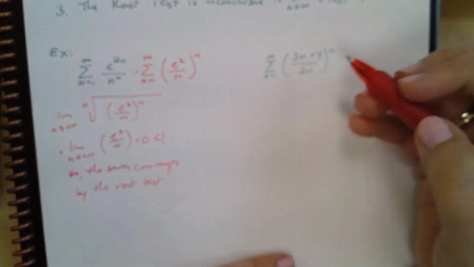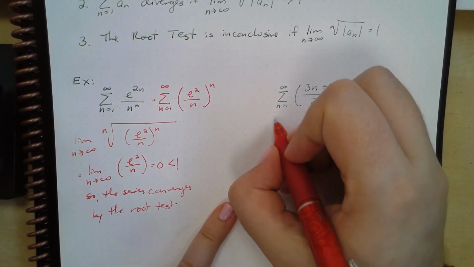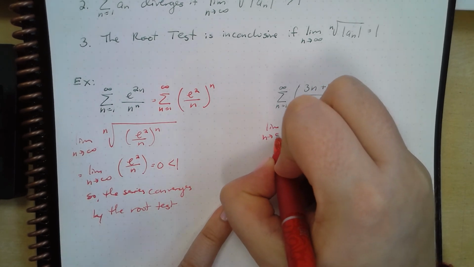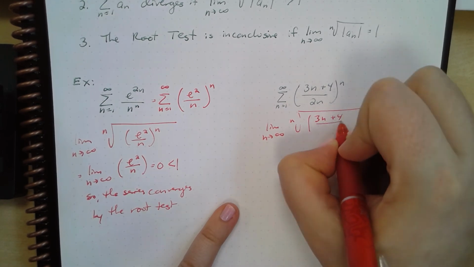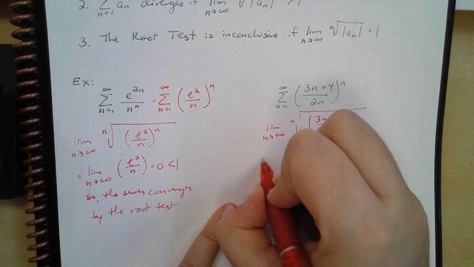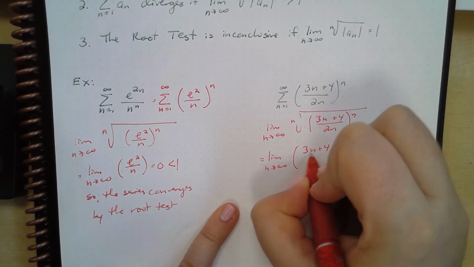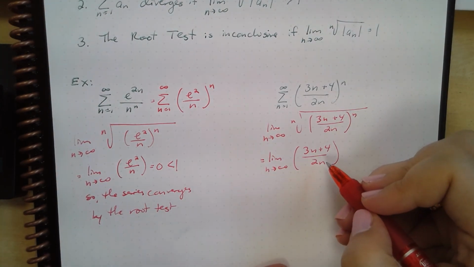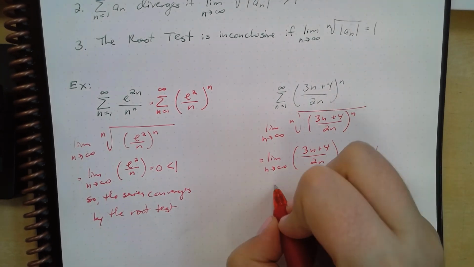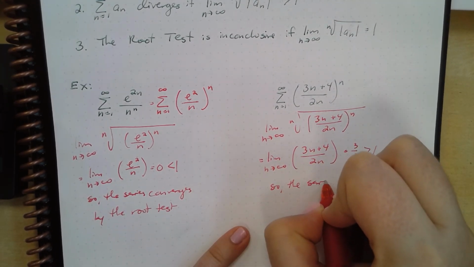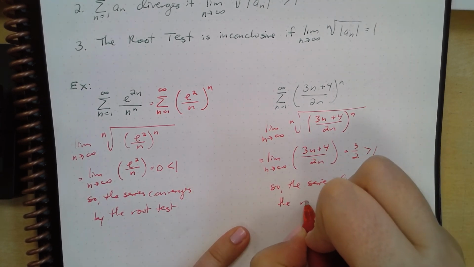All right, let's do one more here. This one's already written in terms of to the nth power for us. So I'll take the limit as n approaches infinity of the nth root of 3n plus 4 over 2n to the nth. So that's equal to the limit as n approaches infinity of 3n plus 4 over 2n, which is going to become 3 halves, which is greater than 1. So the series diverges by the root test.